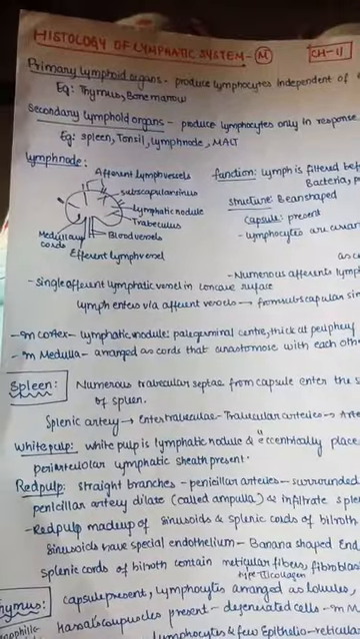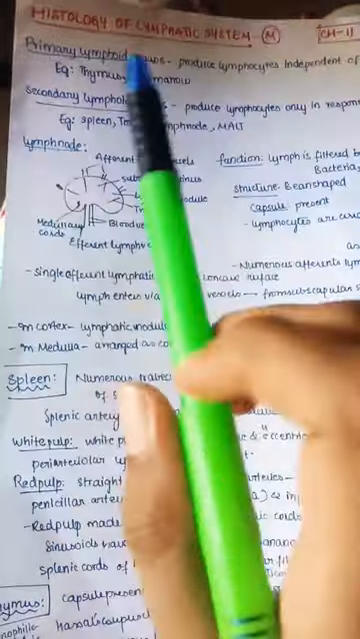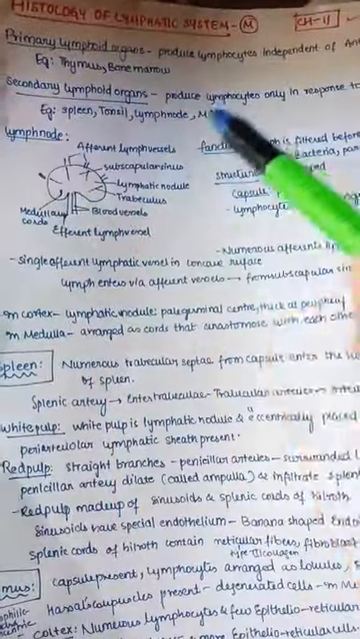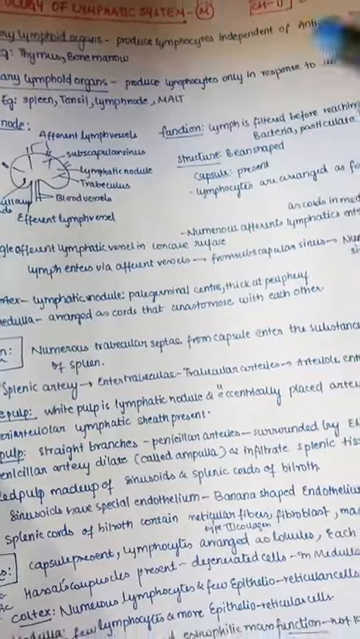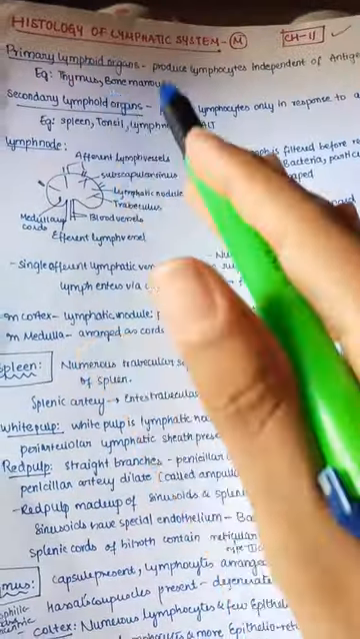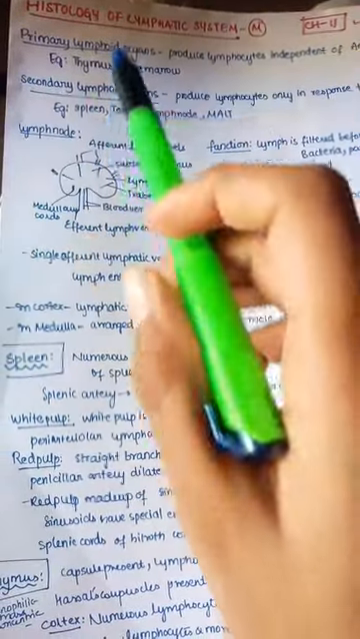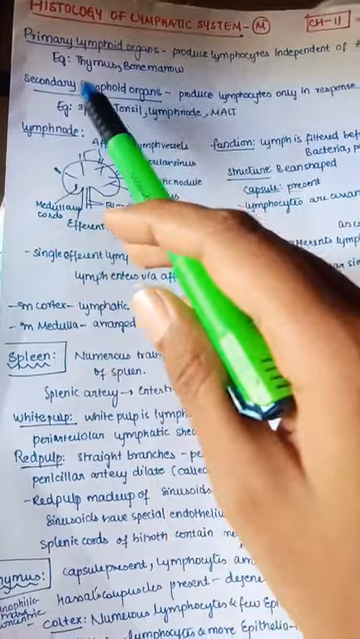Revision of histology of lymphatic system. So what are the primary lymphoid organs and secondary lymphoid organs? The primary lymphoid organs are those which produce lymphocytes independent of antigenic stimulus. Even when there is no antigenic stimulus, they still produce lymphocytes, so they are known as primary lymphoid organs. The examples are thymus and bone marrow.